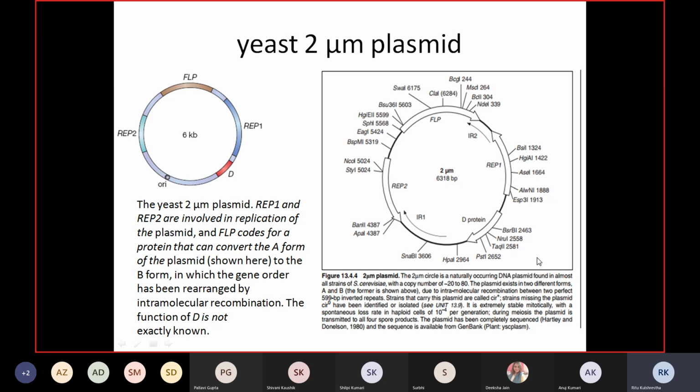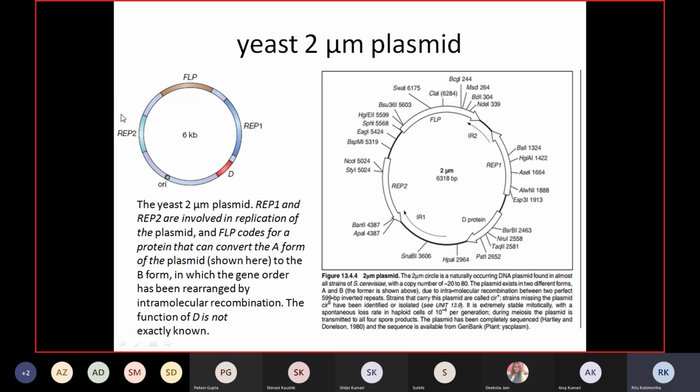I'll also introduce you to the features of this plasmid. Like any other vector, it has replication genes. It has this flip region. Does it have any importance with respect to cloning? No, it doesn't. It is just that I'm telling you the features of the 2 micrometer plasmid. So replication genes, there is a flip region, I'll come back to this, and then there is some D protein. There is an origin of replication.